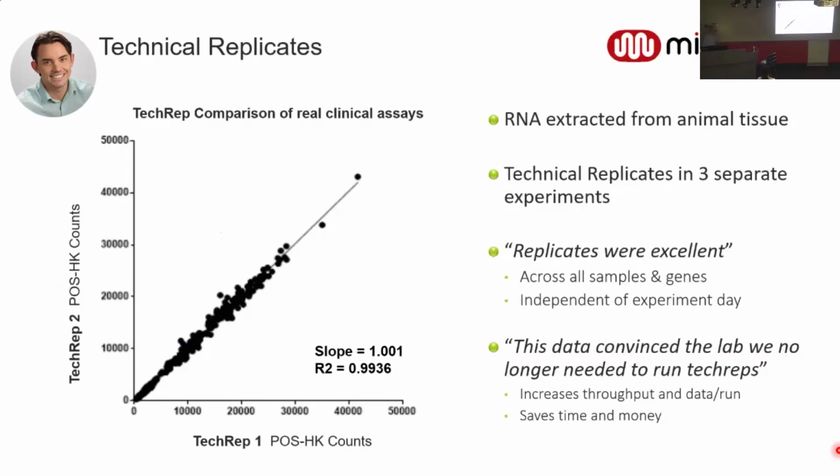And another thing, they did not believe the arguments about technical replicates, but they did it themselves. They said they ran everything. Replicates were excellent across all samples, independent of experiment day, and this data convinced the lab we no longer need to run tech reps.